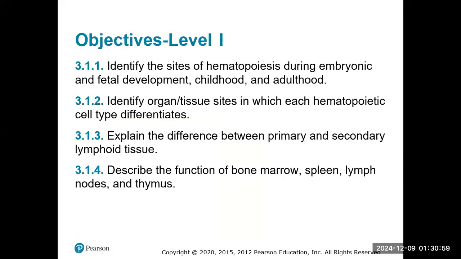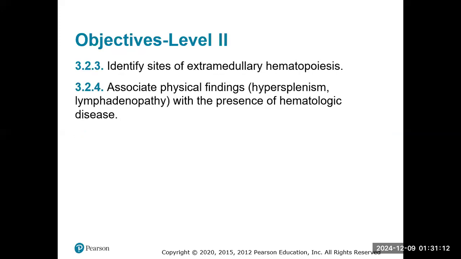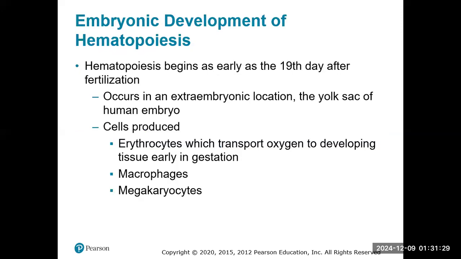We're going to talk about where hematopoiesis occurs throughout a human lifespan. We're going to talk about different organ tissues, primary and secondary lymphoid organ tissues, talk about the function of those tissues, and talk about what happens when we have hematopoiesis outside of our normal lymphoid hematopoietic tissue, and then also talk about a couple of other disease states as well.